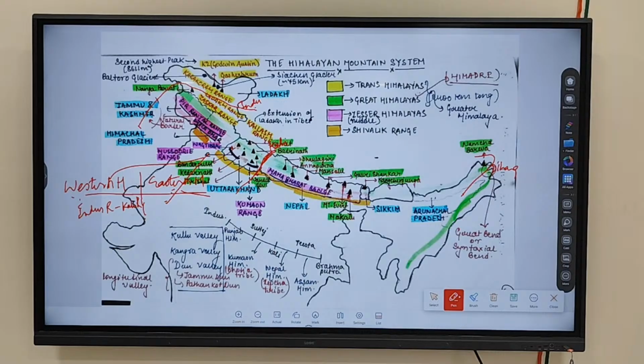Dihang. Daihang is the name of the Brahmaputra. When the Brahmaputra enters into India, it is initially known as what? Initially known as the Daihang. When it enters into Assam, then it is called the Brahmaputra.